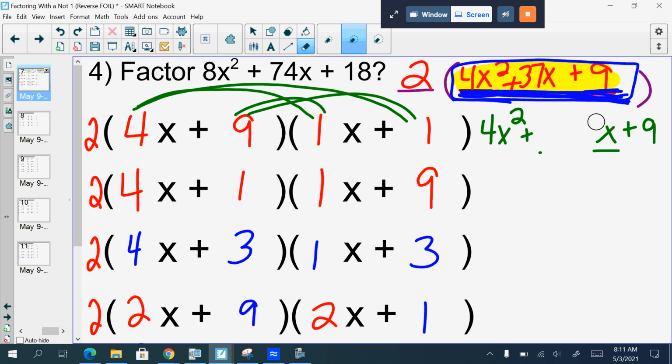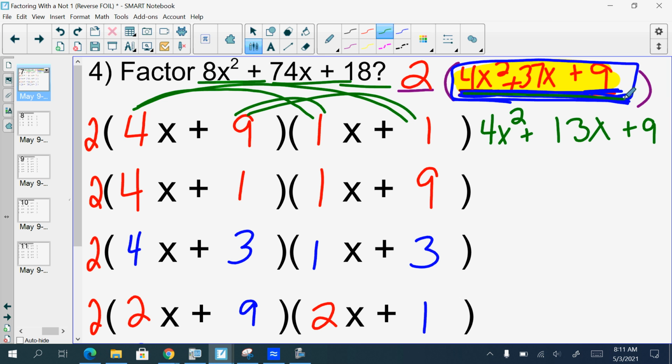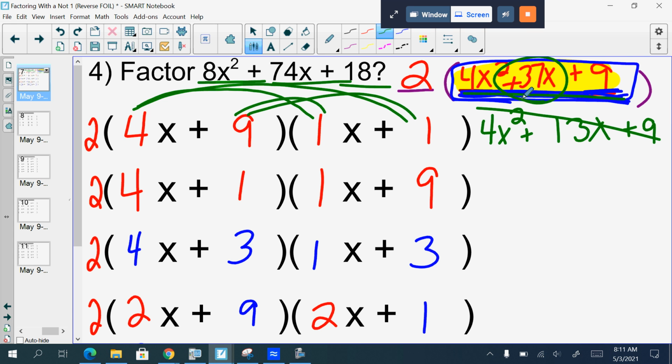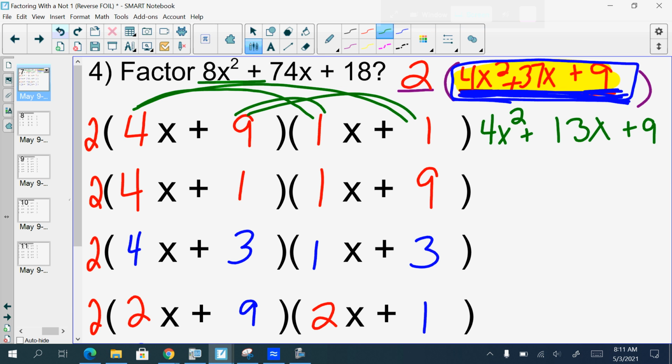Now, don't forget, guys, you're looking for the answer that I highlighted, not the original answer. Remember that? Because the original answer is they're all doubled, like we're trying to match this. So this is not the right answer, right? We need our outer and inner to be 37x. So let's go on and try the next one.